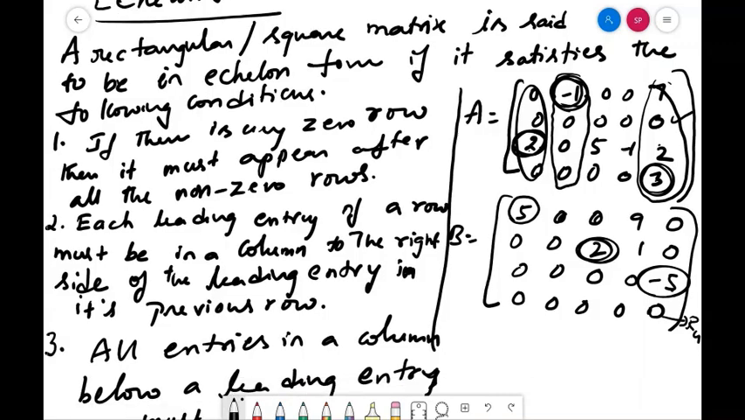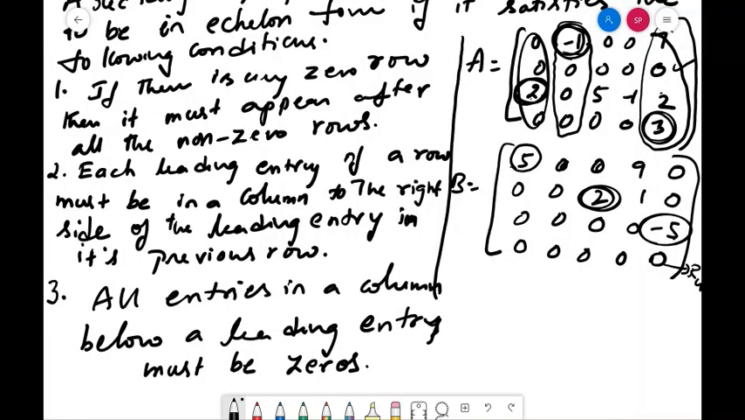Now let us see matrix B. The first leading entry is 5. In this column, all the entries following it should be zeros. Yes, they are zeros. Then the next leading entry is 2, in the third column. Following 2, the other two entries are zeros. Yes. Then the next leading entry is minus 5, in this column. The elements following minus 5 in that column are 0.